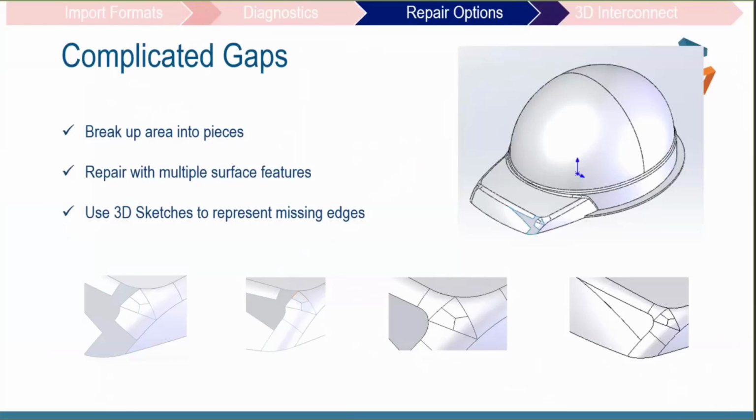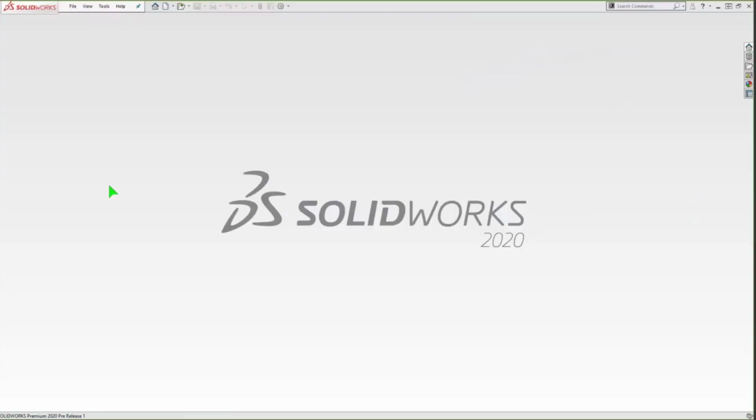So what about a little bit more complicated geometry? Where the gap is maybe worse, and it's not as simple as copy and then recreate some fillets or something. So you might actually have to get into 3D sketching and try to manually create some of this. So let's take a quick look at that scenario.